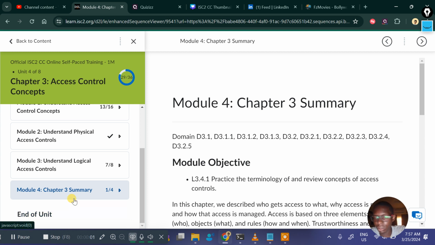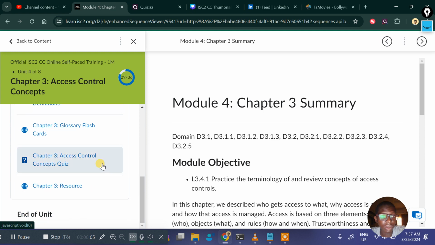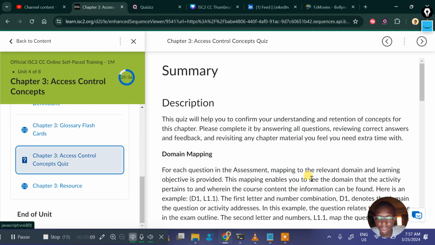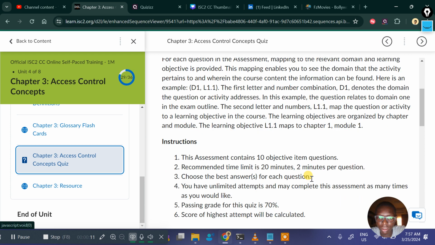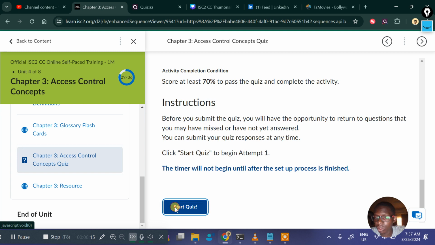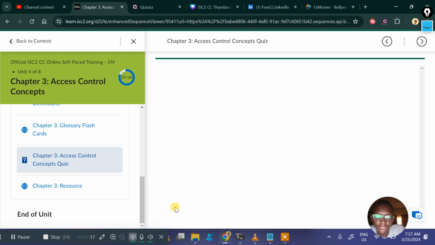All right, so this is chapter 3, module 4, and we are going to be attempting the quizzes together. We have the access control concept quiz, and okay, so we have 10 questions, and we are going ahead to start the quiz. So let's see.